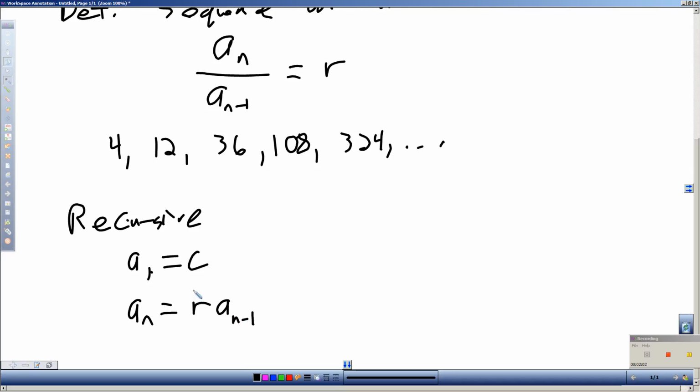How do we know the common ratio? We can find it like this: 36 divided by 12, or 12 divided by 4. Otherwise, you're told the common ratio, or you're told two terms.